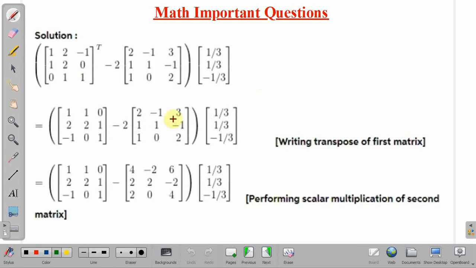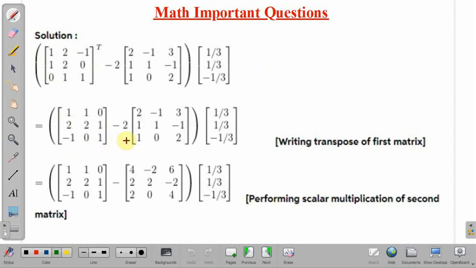So in the first step, we need to find the transpose of this matrix. The transpose of a matrix is obtained by interchanging rows and columns. So the transpose matrix will be this one: 1 1 0, 2 2 1, and minus 1 0 1. These are the elements, obtained by interchanging rows with columns.